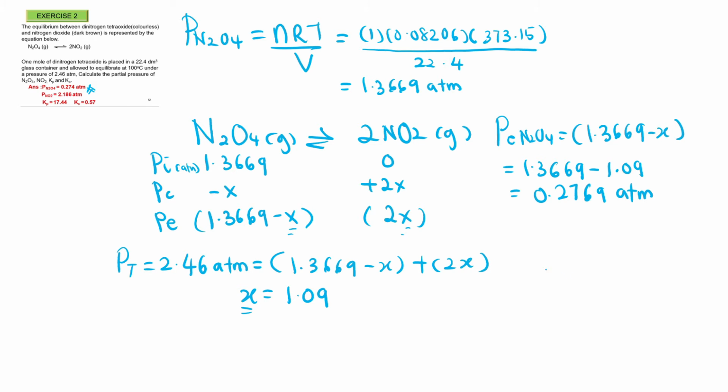Okay, alright. And then pressure for NO2. Okay, pressure of NO2 ialah 2x. Okay, which is equal to 2 times 1.09. So we got 2.18 atm. Okay, so this is pressure of N2O4 and NO2. Next, calculate the Kp and Kc.